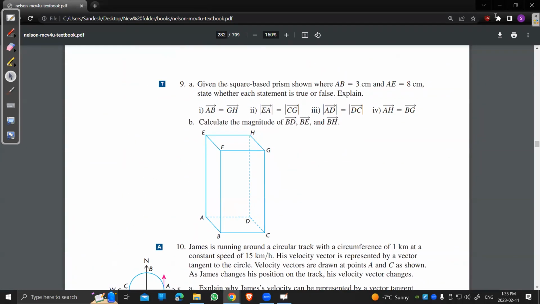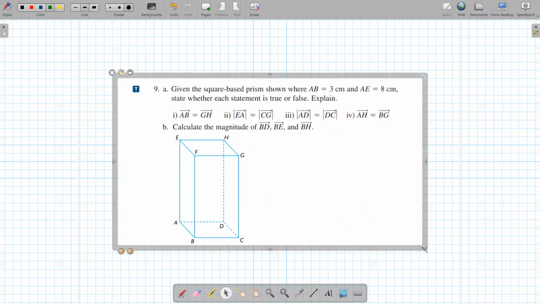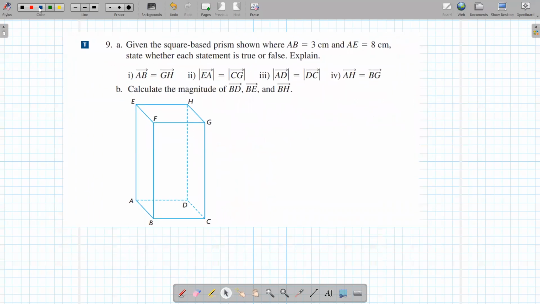You're going to hate this question. But if you understand this, you have vectors down for the most part. I'm going to guide you, obviously. So they've given us AB. This guy is 3 centimeters, and AE, the height of the box, is 8. This is like a rectangular prism. That's the setup. That means, as you can imagine, this is gonna be 8, this is gonna be 8, this is gonna be 8, this is gonna be 3. We have no clue what BC is. That could be anything. We don't know the length of BC.